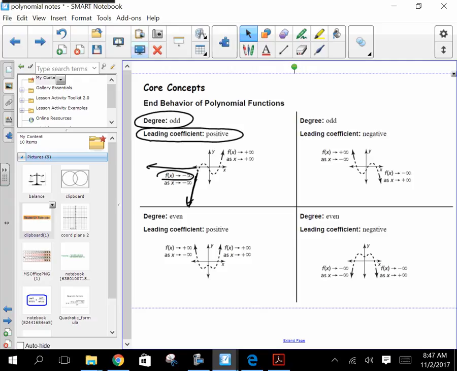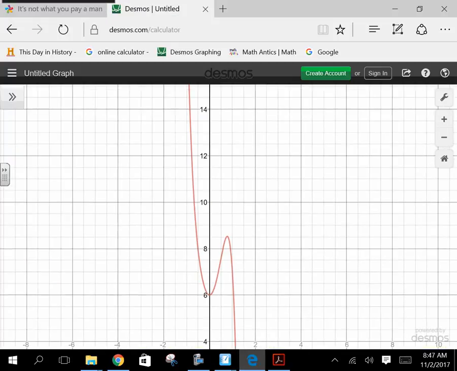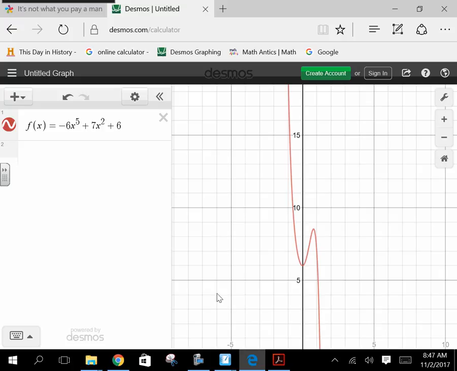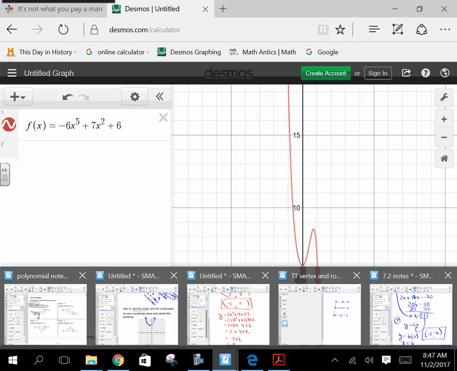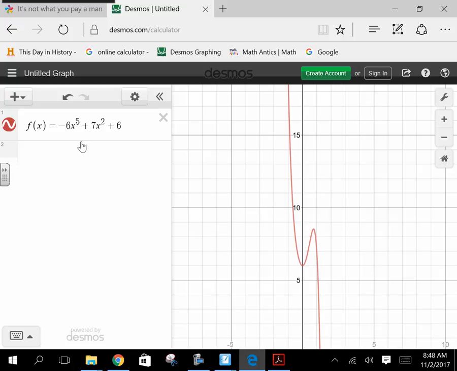The degree is odd. Let me see if my degree was odd. Was the degree of this polynomial odd? Yes, because look at 5. 5 is an odd number. The highest exponent is 5. It's odd. And was the leading coefficient positive? The leading coefficient is negative. It wasn't positive.